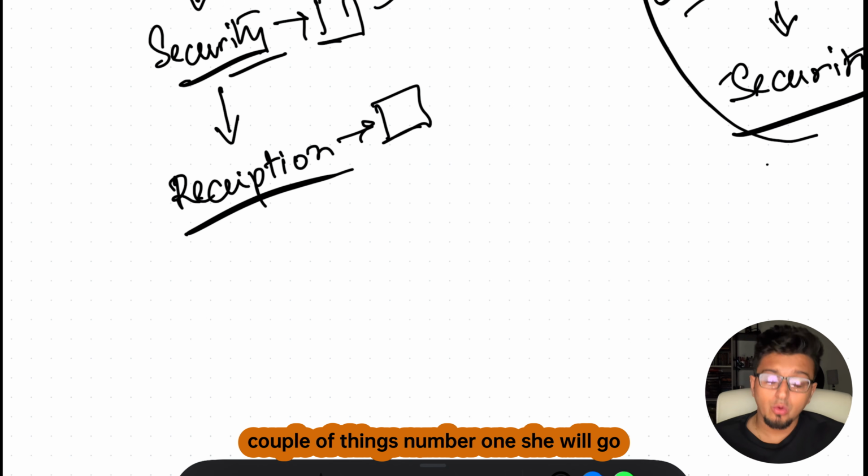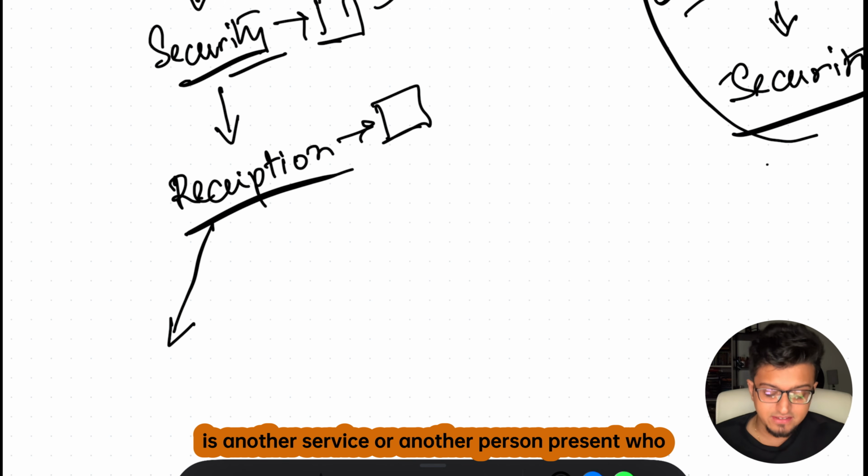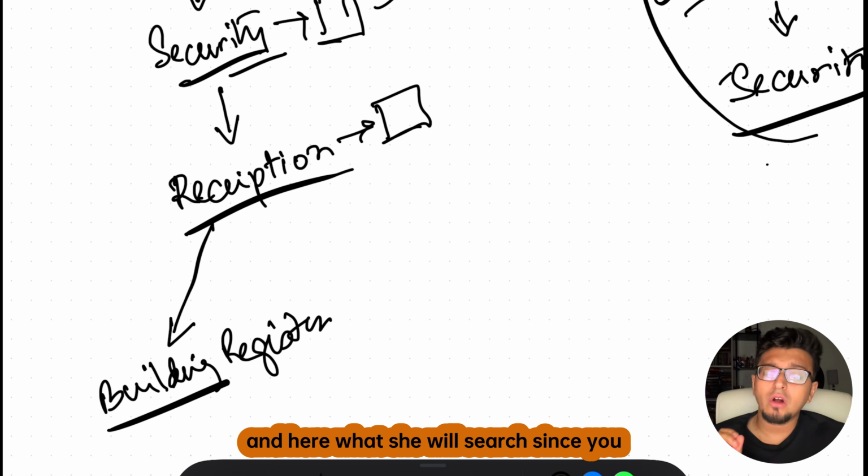Number one, she will go to the building register. So for example, there is another service or another person present who has the information of all the building registers. And here, what will she search?